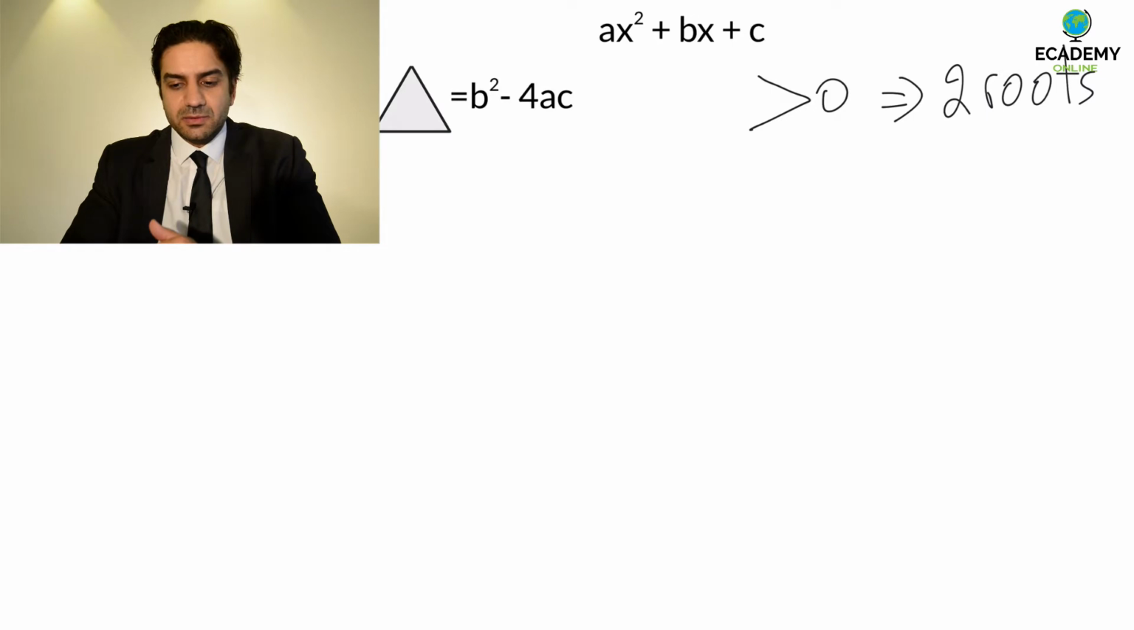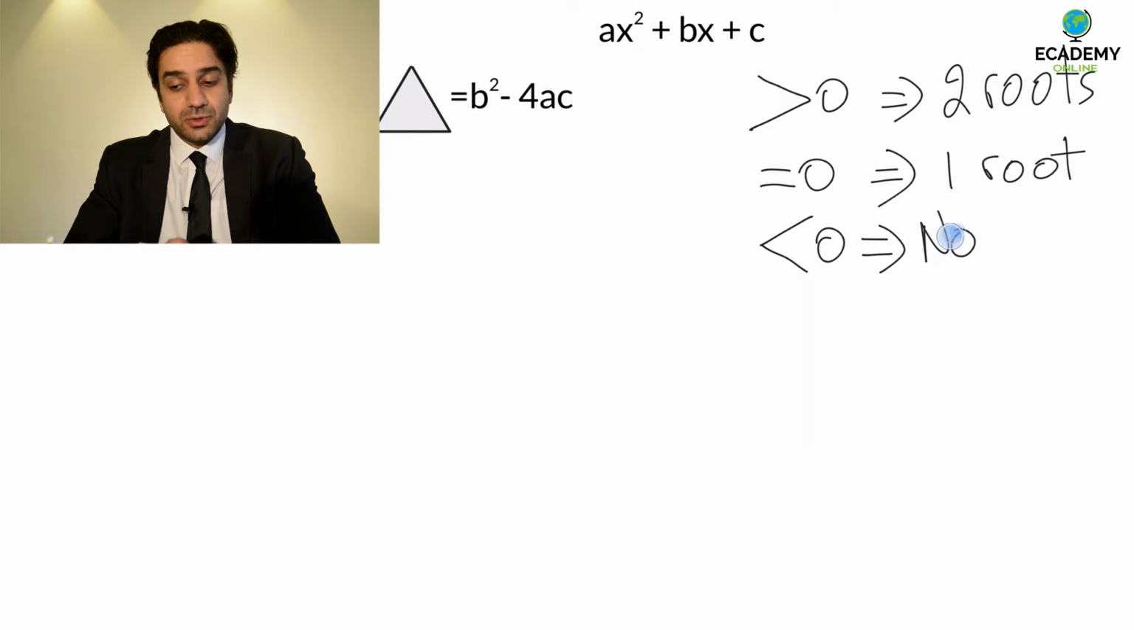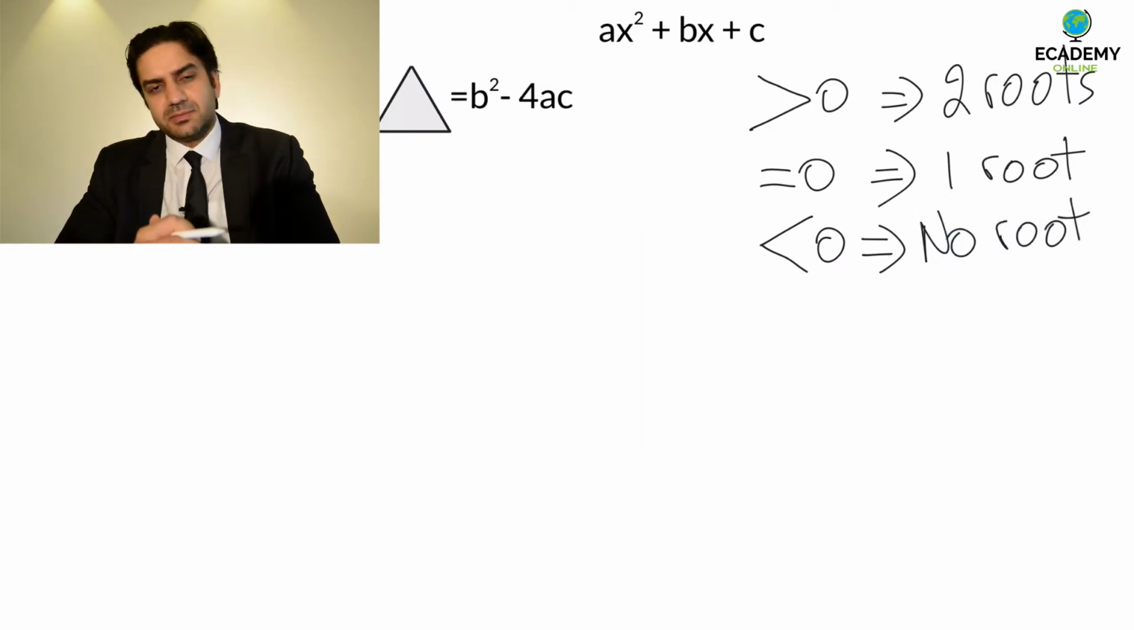If delta were equal to 0, that means we have a single root, one solution of the equation or the function. If delta were less than 0, that means no roots, no real solution. When I say real solution, I'm talking about the set of real numbers. That is something that we can explore later on.